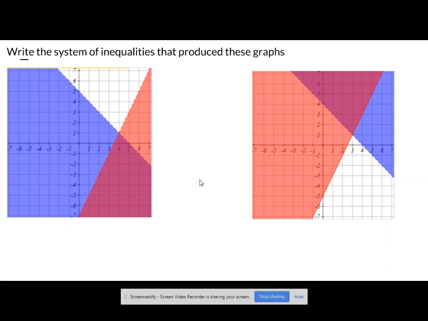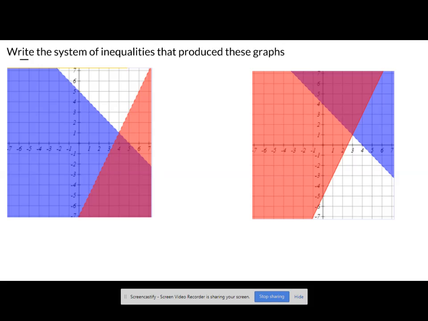All right, so what I'm going to ask you to do is write an inequality for these two graphs. So two graphs are shown. Both of them have two inequalities. So there's a red line here and a blue line here, and they intersect down there. There's a red line here, there's a blue line here. They intersect right up here. Write a system of linear inequalities to represent these graphs.